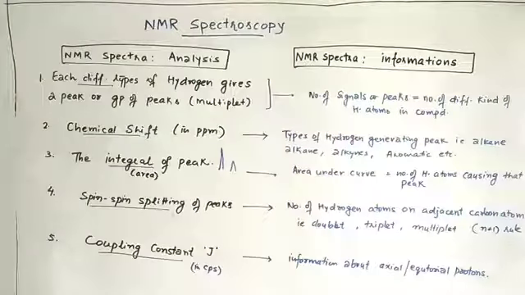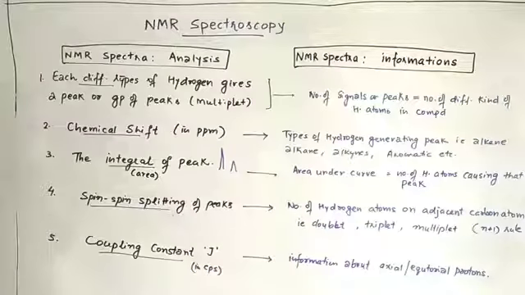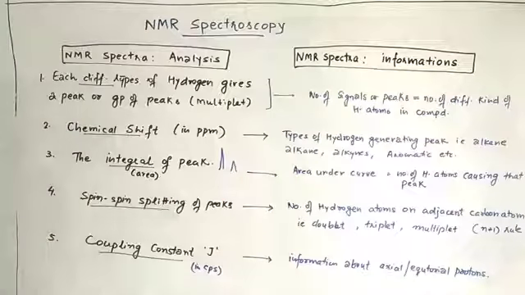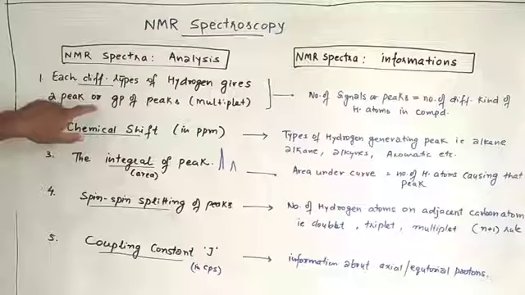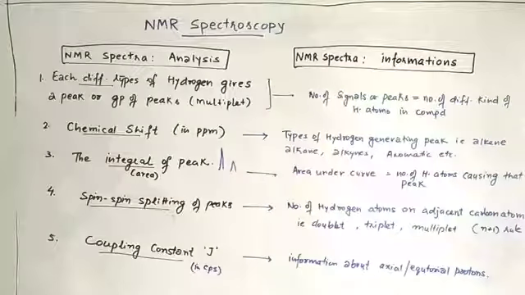The more the height, the more the number of hydrogens causing that peak. So this integral of the peak we must know to find out how many equivalent protons collectively cause that peak. If the area under the curve is more, it means the height of the peak is more, which you can compare from here. The height of this peak is more, it means this peak is given by more hydrogen atoms, almost double the number of hydrogen atoms as compared to this second peak.